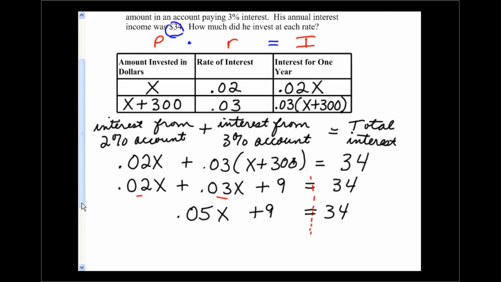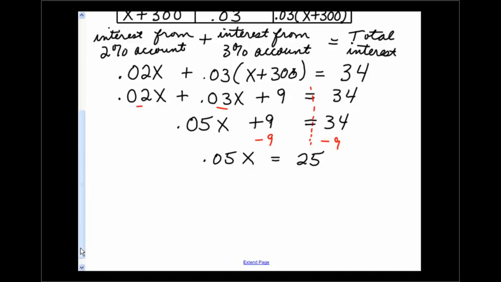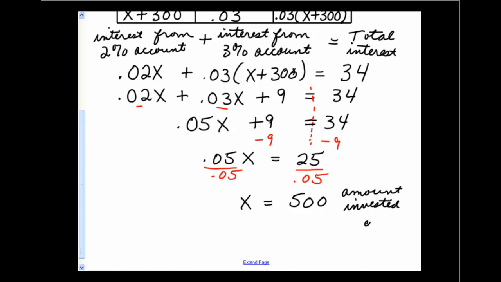Then you need to subtract 9. So we have 0.05x equals 25. Divide both sides of the equation by 0.05, and x will equal $500. This is the amount invested at 2%.